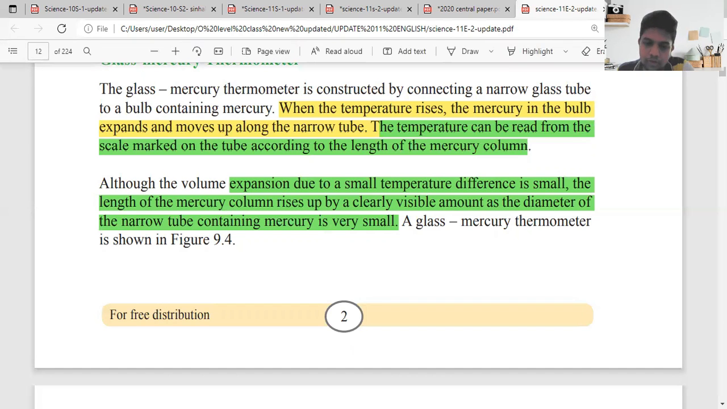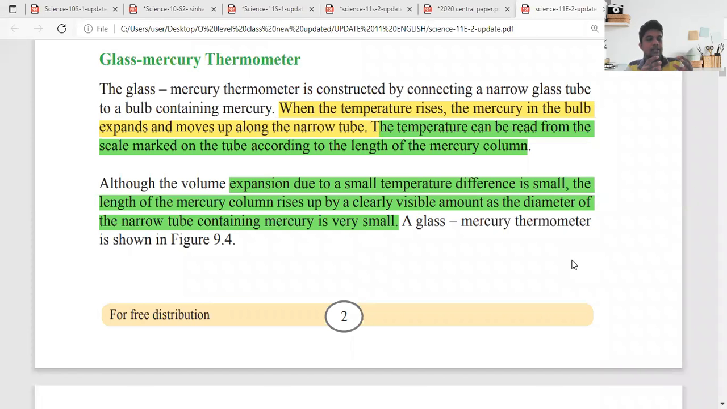That is a very important point. Moves up along the narrow tube means it is a very narrow one. The purpose of the narrow tube is to overcome the other difficulties, because if it is a narrow tube, even from a little temperature difference it has the ability to give a reading. That's why it expands and moves up along the narrow tube.